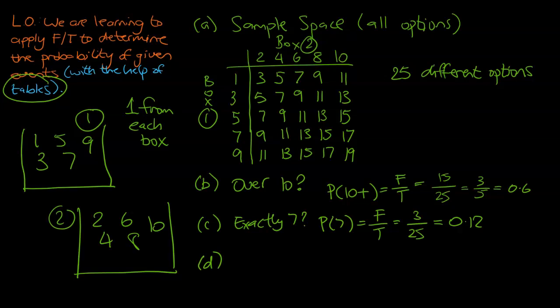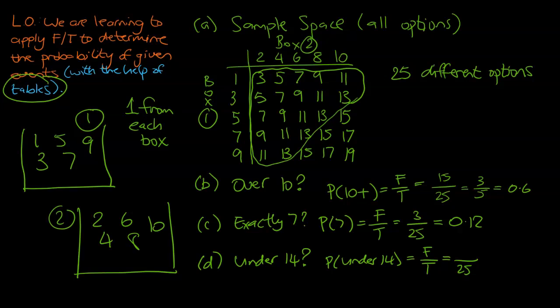And then we'll finish off with a harder question. What's the probability of getting under 14? This one is going to be a bit trickier. Same thing, I'm going to write probability of under 14. The same approach, it's still F over T. There are still 25 combinations, and we now need to figure out how many of them are under 14. If we have a circle on our table, we can see all of those ones that I've circled are under 14.